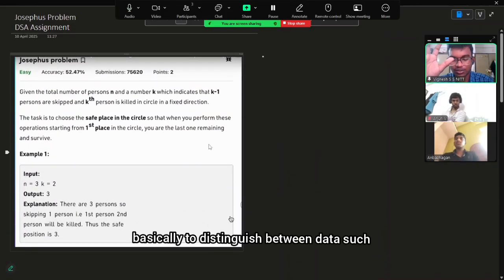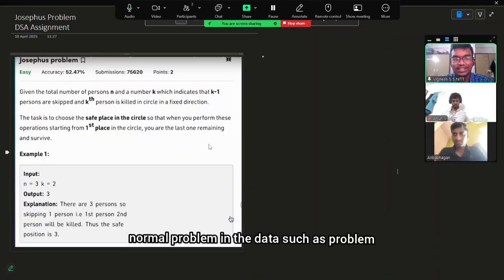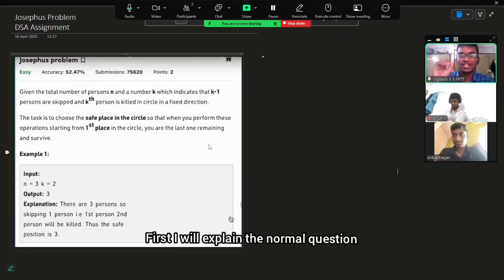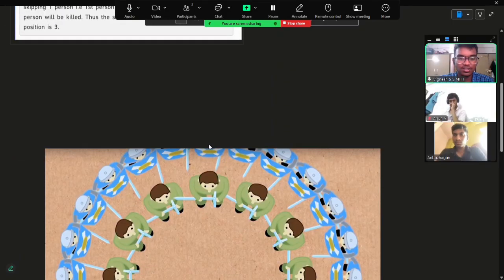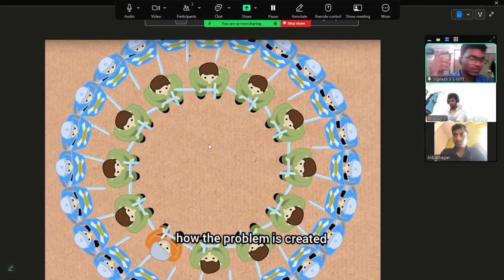Basically, to distinguish between the data structures problem and the normal problem, first I will explain the normal question, and then I will say what the advancements are in the LeetCode question or the GeeksforGeeks question which will be seen. So first, this is the normal problem. I will tell you the story of how the Josephus problem was created.